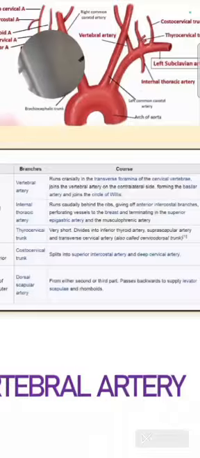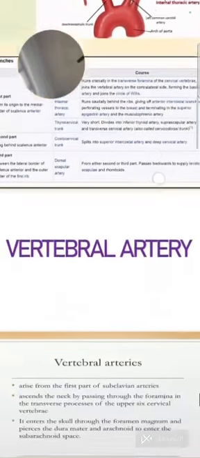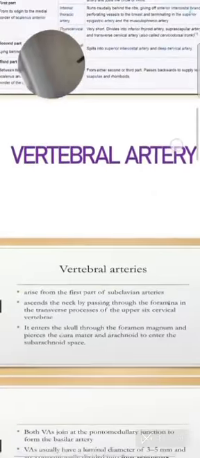Sometimes it also arises from the second part. So this passes backwards to supply the levator scapulae muscle and the rhomboids muscle. So this is about the subclavian artery, and next we'll see about the vertebral artery.